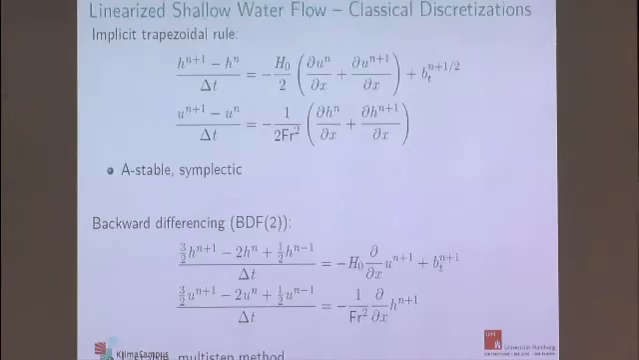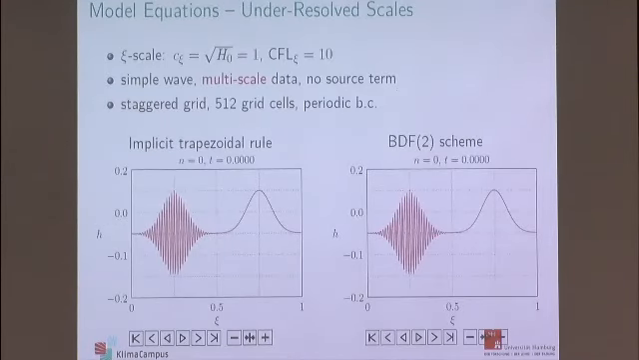Okay, let's first look at two classical schemes, which are the implicit trapezoidal rule and the BDF2 scheme. So here we have a first test case, which is a simple wave, a right-running simple wave with long wave data and very small scale data. And the red line is the numerical solution, and there's also a black line which you do not see. This will be the exact solution.